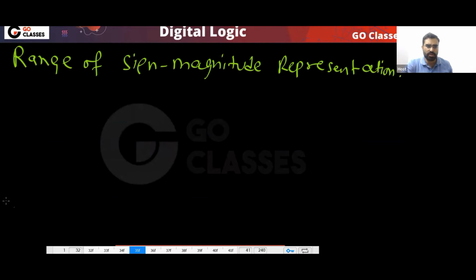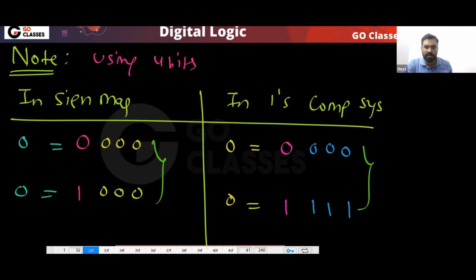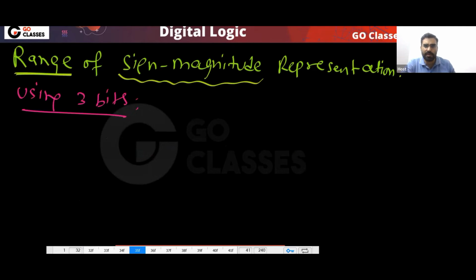So what is the range of the sign magnitude number system? If you use 3 bits, what is the range of numbers it represents? What is the minimum it will represent and what is the maximum you can represent?